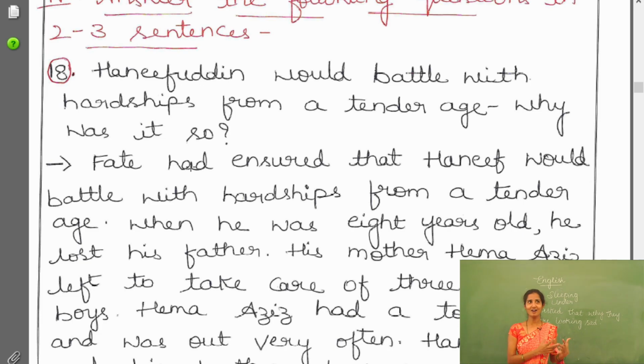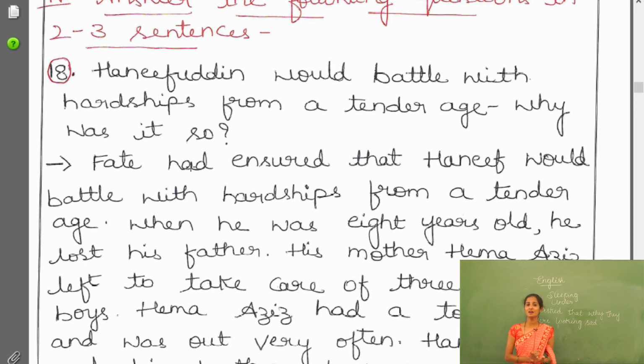Tender age means younger age, very young age, because he lost his father at the age of 8 years. His father was a musician. He lost his father, the breadearner of the family. At that time, his mother had to take care of those 3 children. Hanif had one younger brother and one elder brother. His elder brother's name is Nafisuddin, right? So he lost his father, and at that time his mother took care of the family. She had to go out to earn, to take care of all those children.